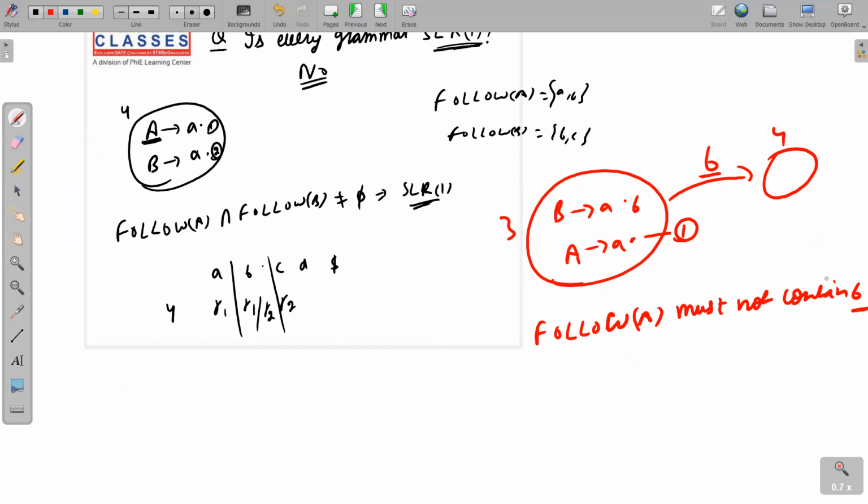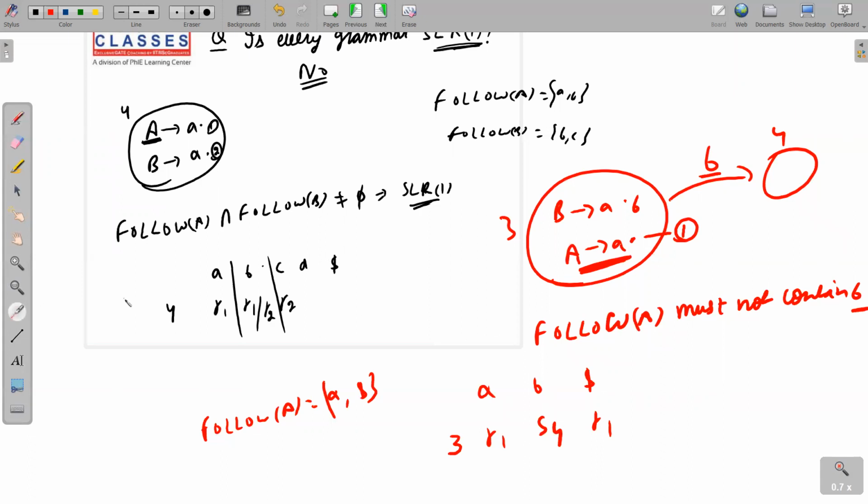Follow of A must not contain B. Are you following it? If you have any doubt, take state number 3. In the action part, we will say a, b, dollar. Let us suppose follow of A is small a and dollar. So I will apply the reduce move here and here. I will not apply a reduce move on small b because it is not in follow. On small b, state 3 goes to state number 4, so here I will apply the S4 shift move. So no problem at all.